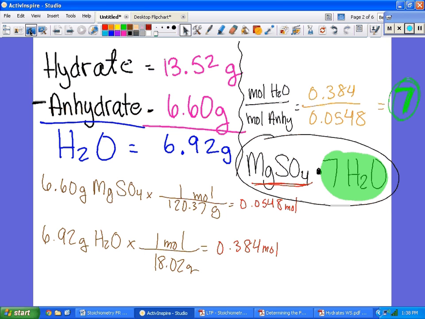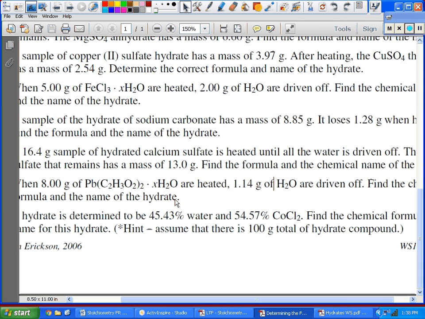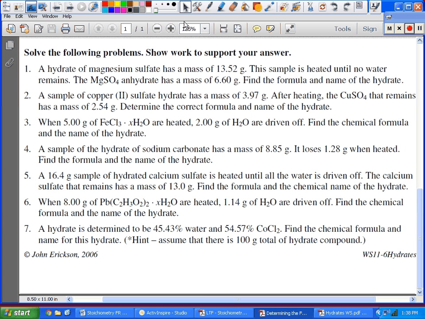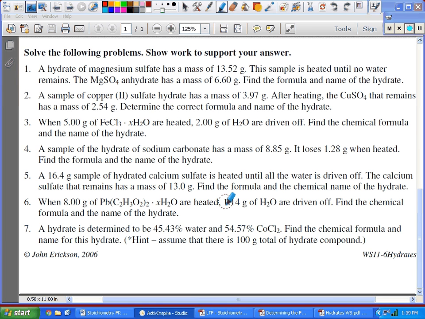Go all the way down and look at number 6, please. Number 6. When 8 grams of, what's that compound? Lead 2 acetate. And then it has XH2O. So you think your objective is probably going to have to fill in that X. So something hydrate. Are heated. Notice what it says. This is why I'm showing you this. 1.14 grams of water are driven off.